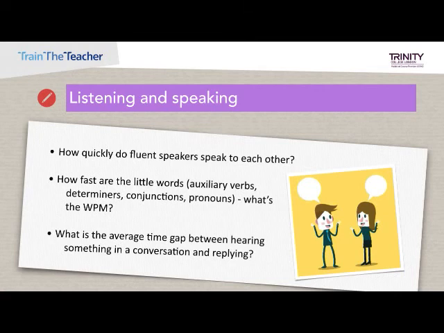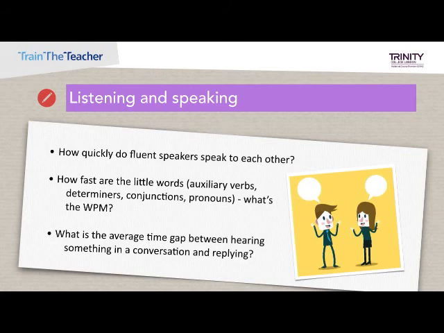Let's think about listening and speaking for native English speakers. Have a look at the questions on this slide. Pause the video and have a quick chat with your group or partner to see if you can guess the answers. How quickly do fluent speakers speak to each other? Well, it's a fairly big range, but the slowish comprehensible speed of BBC English is about 180 words per minute.